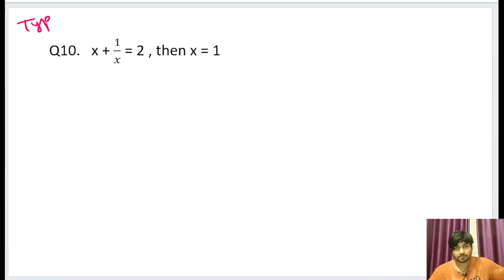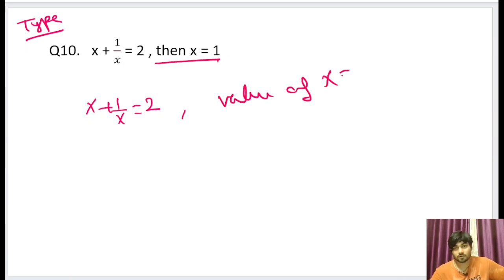This is a type. You will have to remember this type. Whenever it is given as x plus 1 upon x is equals to 2, it simply means that the value of x is always 1. Then only this equation can be satisfied. Otherwise, it won't get satisfied.